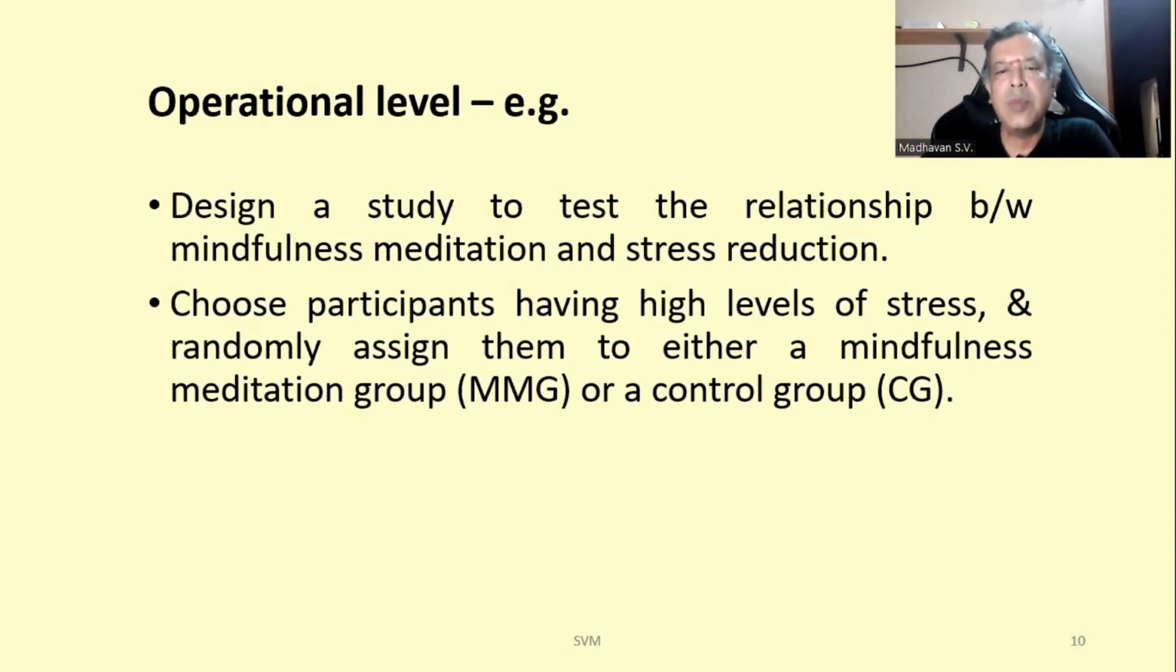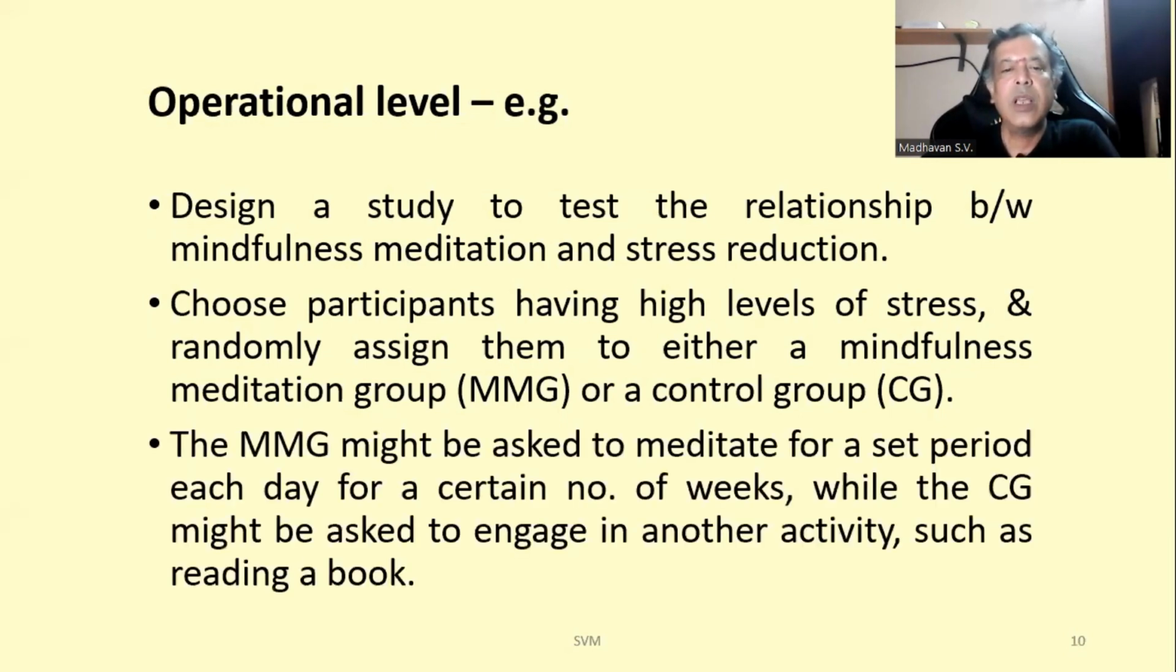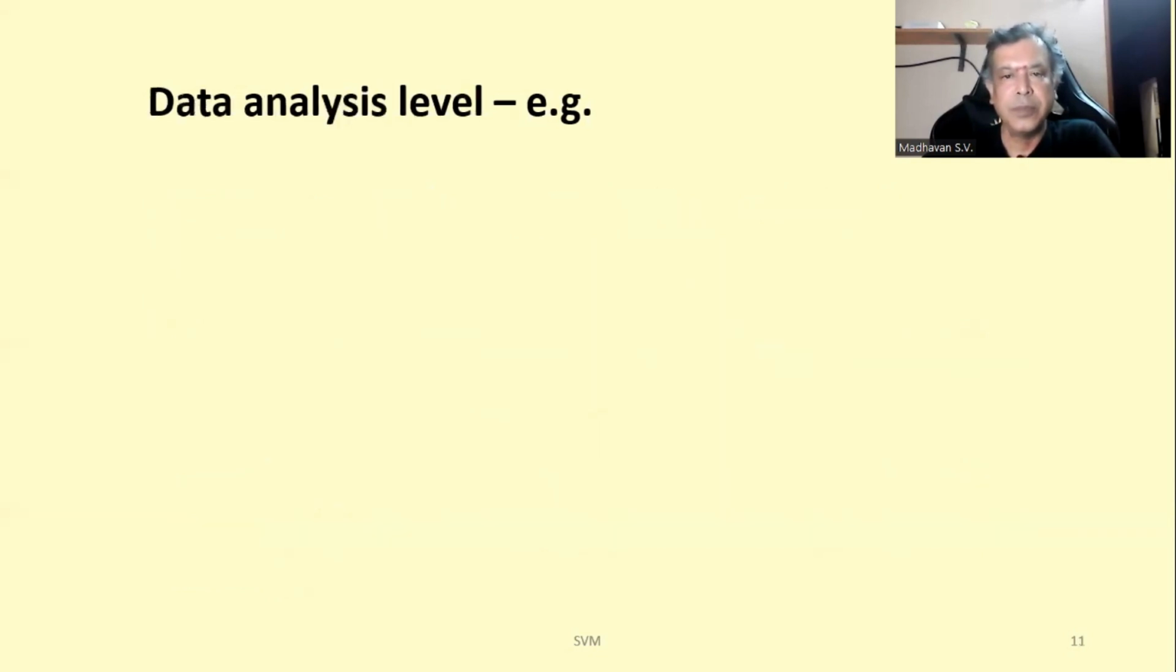So you assign randomly from whichever participants we choose. For example, if we have chosen 100 participants, then randomly 50 we assign to one group, the mindfulness meditation group, and the other 50 we allocate to the control group. The MMG might be asked to meditate for a set period each day for a certain number of weeks, while the control group might be asked to engage in another activity such as reading a book.